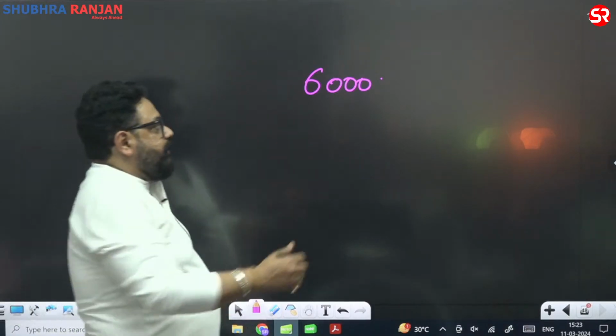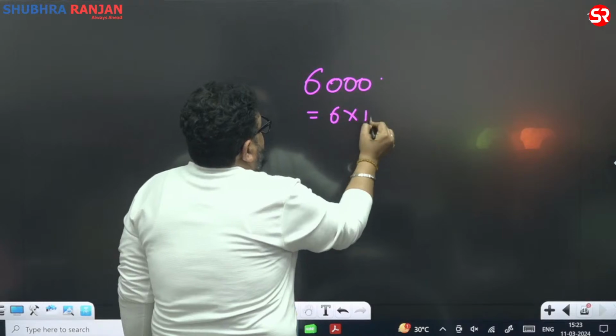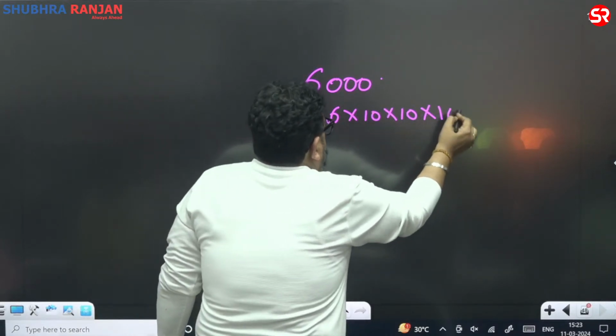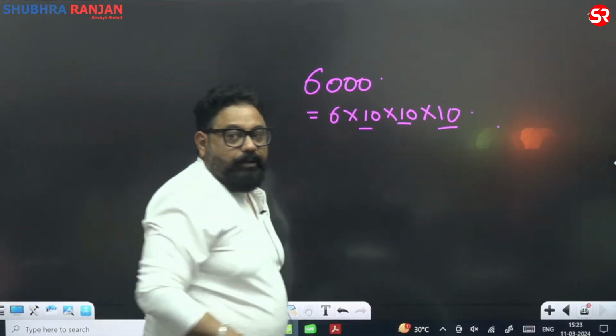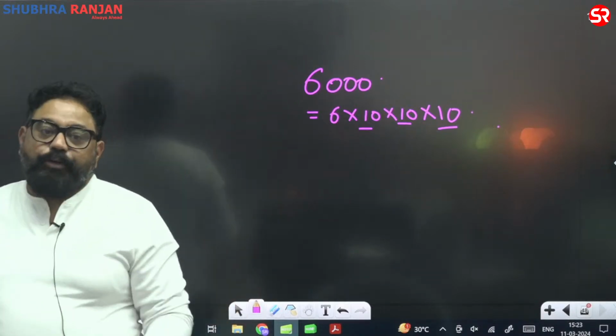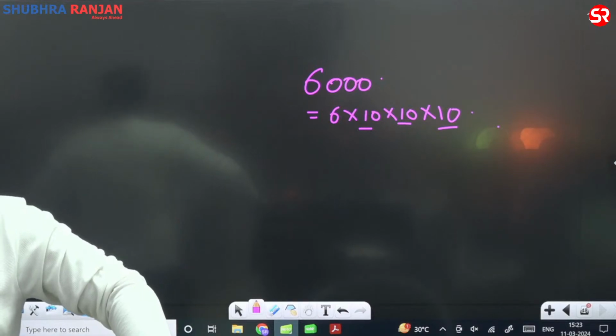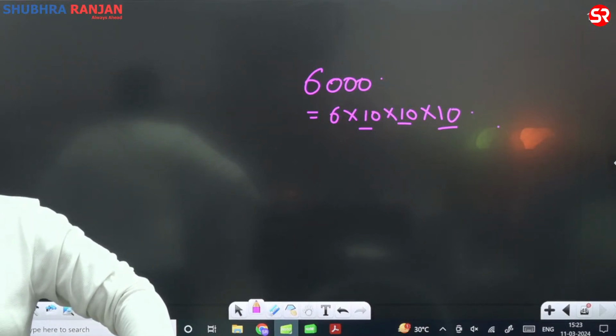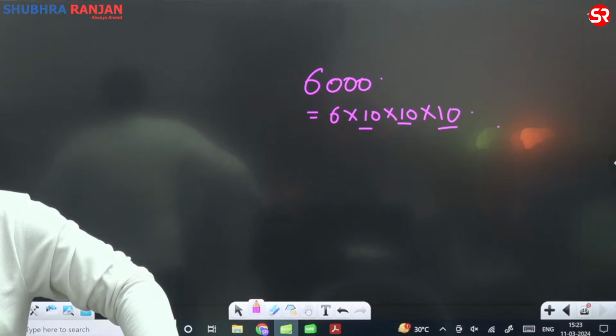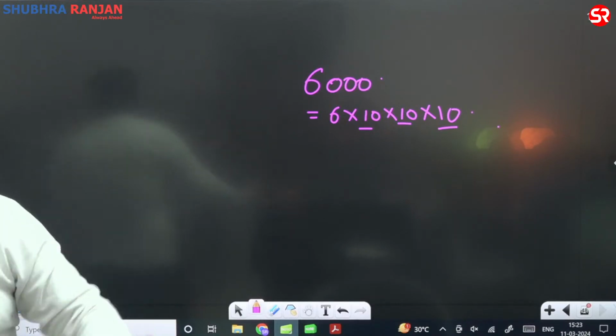But what exactly is zero? It is 6 into 10 into 10 into 10. So whenever he asks you about number of zeros, he is asking you about how many tens are there. Write it. How many tens are there? And when we talk about 10, come on, 10 is a combination of 2 and 5.